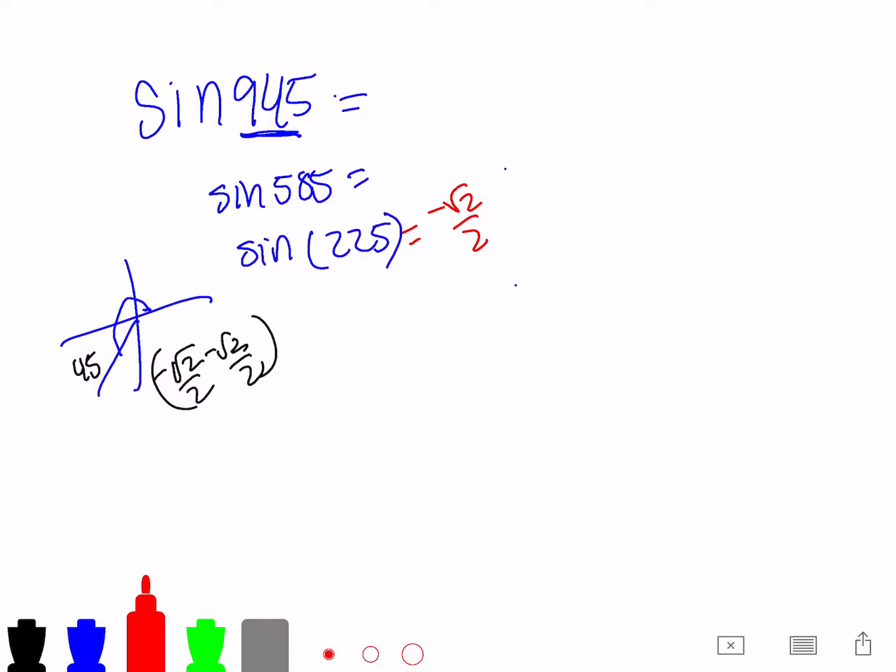Okay. So that's kind of how you can use your coterminal angles. Sorry, I forgot what I was talking about.